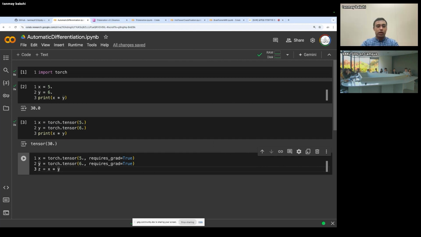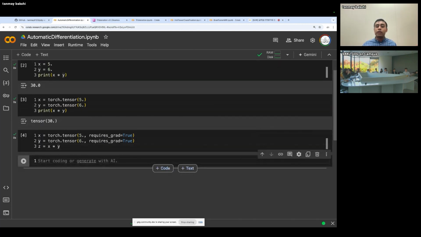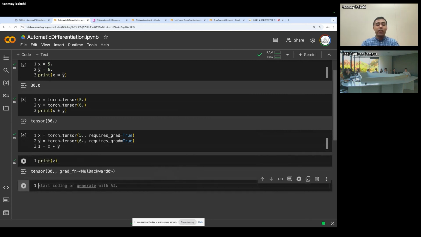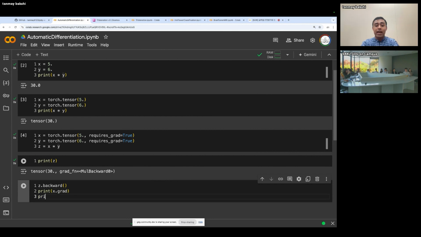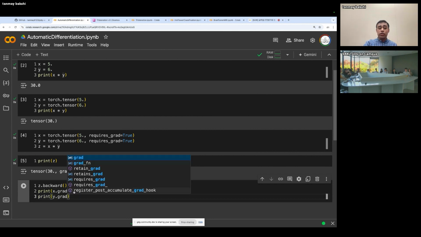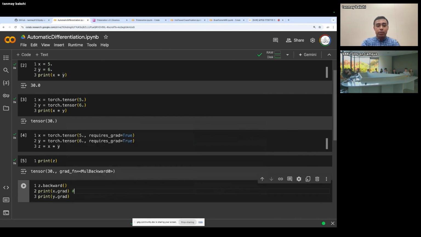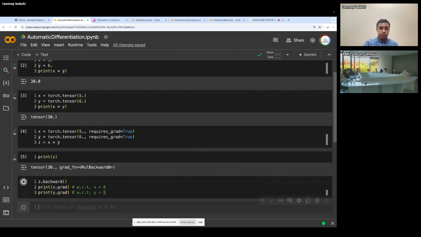Of course, running this, print z still prints 30. But now, if I run z.backward(), then if I print x.grad and y.grad, this should theoretically print 6 and 5. The reason it should do that is because the derivative of this function with respect to x is 6, and with respect to y is 5, because of the way that derivatives work for multiplication.